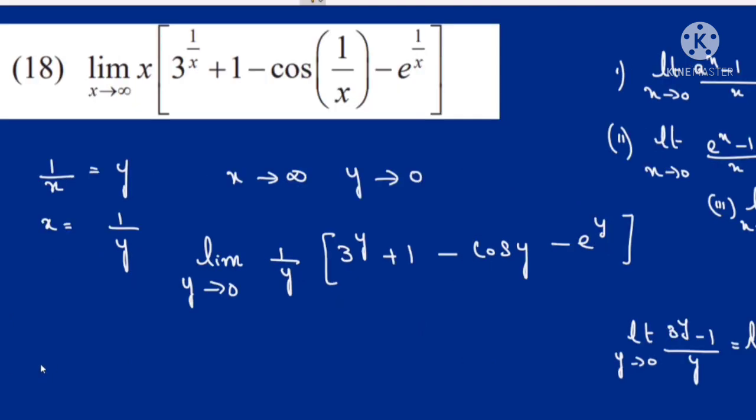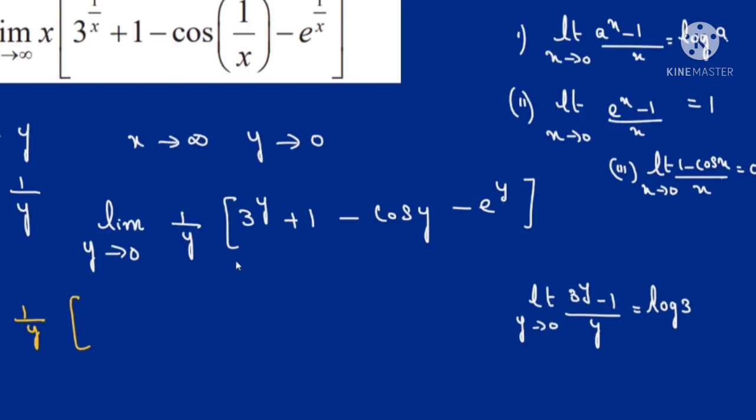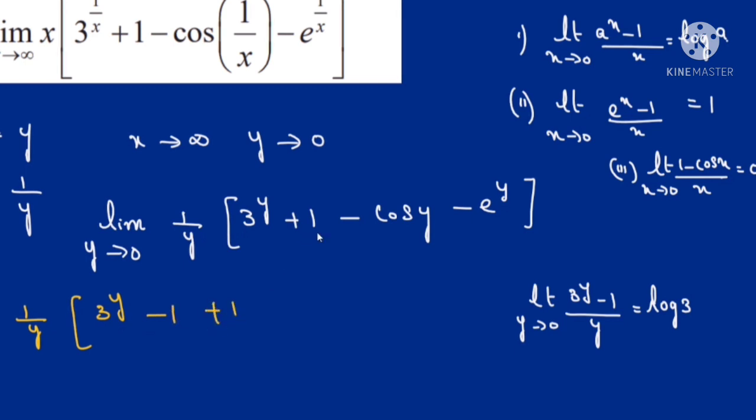The minus 1 is missing here, there is no minus 1. Let us add and subtract 1, since we are going to use a power x minus 1. So minus 1 plus 1, and already this 1 is there: 1 minus cos y minus e power y.